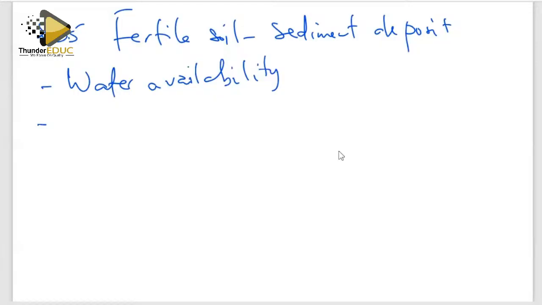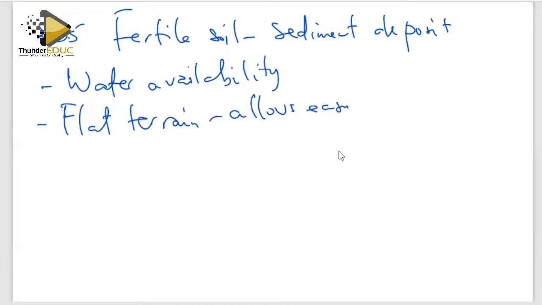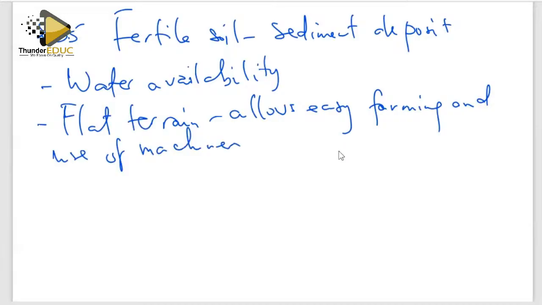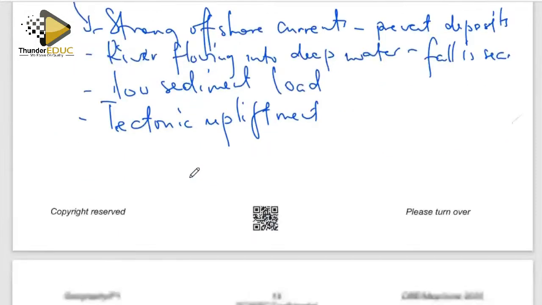And also we can look at the terrain. It's a flat terrain on a delta, which can also allow easy farming and use of machinery. So for those reasons, you can safely say a delta is an ideal place for farming. Right, going on to the next question.